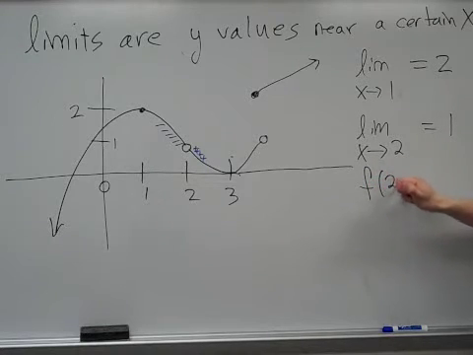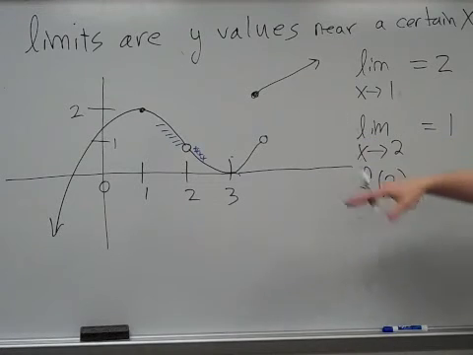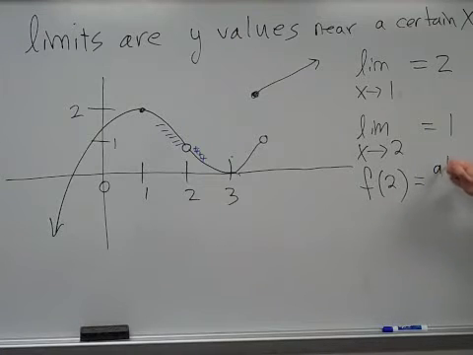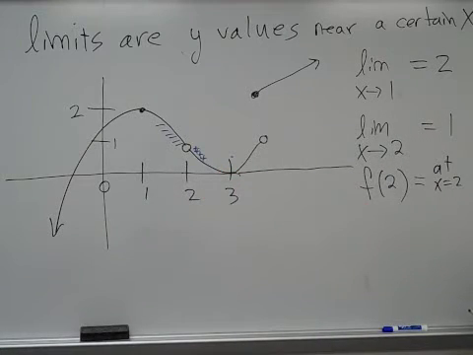It would be likely that you'll be asked a question like this. What is f of 2? Well, this equation represents f. This means what is the y value at x equals 2? And you can see that at x equals 2, there's a blank spot. So the answer would be undefined, because there's no height of the graph at x equals 2.